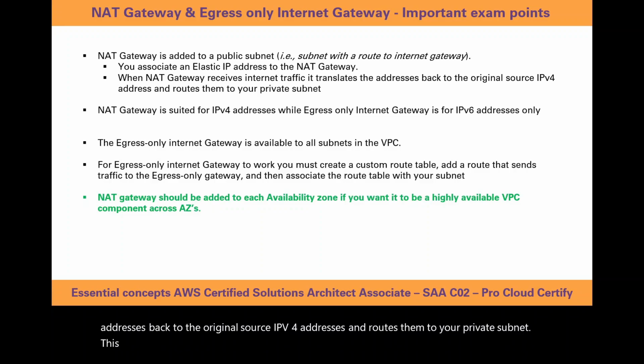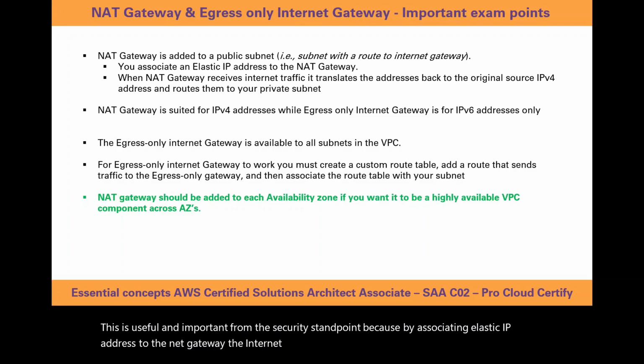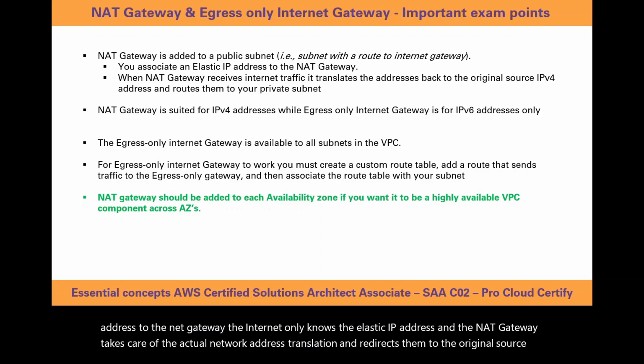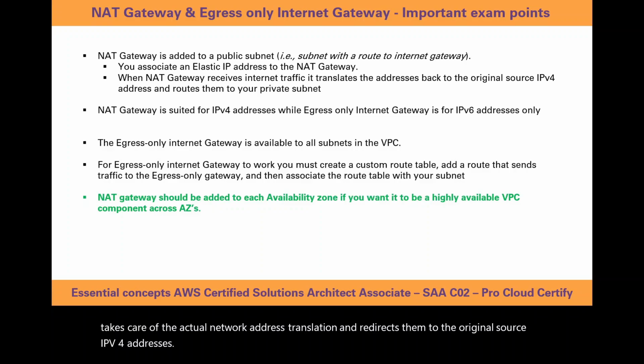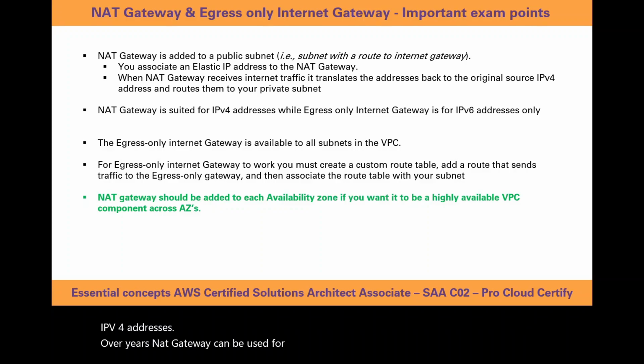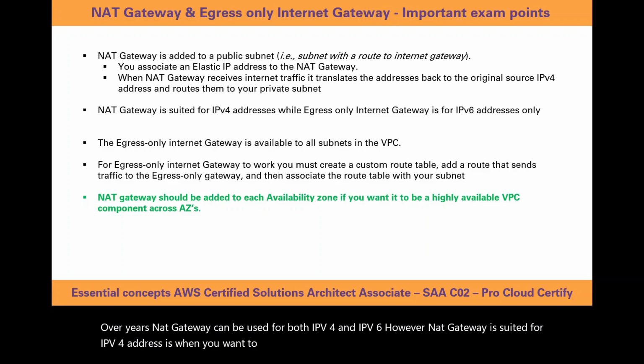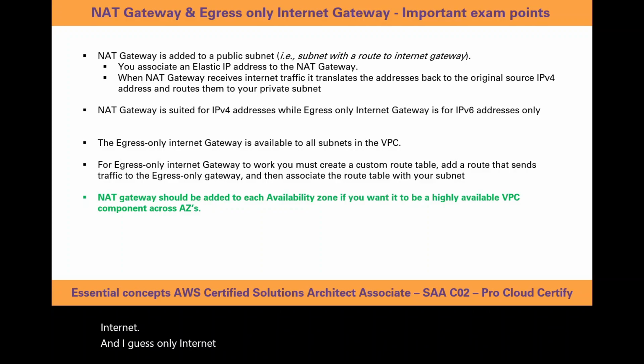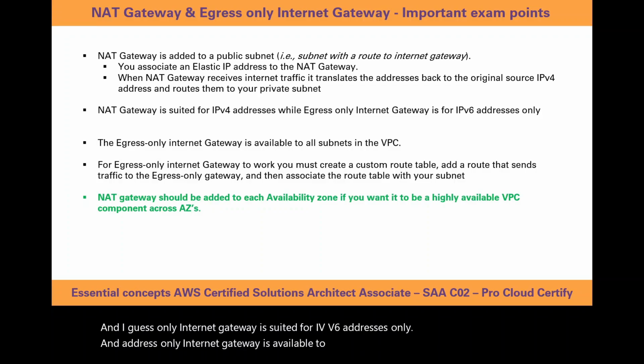This is useful and important from a security standpoint, because by associating an elastic IP address to the NAT gateway, the internet only knows the elastic IP address, and the NAT gateway takes care of the actual network address translation and redirects them to the original source IPv4 addresses. NAT gateway is suited for IPv4 addresses when you want to restrict connectivity to your IPv4 addresses from the internet. An egress-only internet gateway is suited for IPv6 addresses only. An egress-only internet gateway is available to all subnets in the VPC. It is not created specifically in a public subnet.